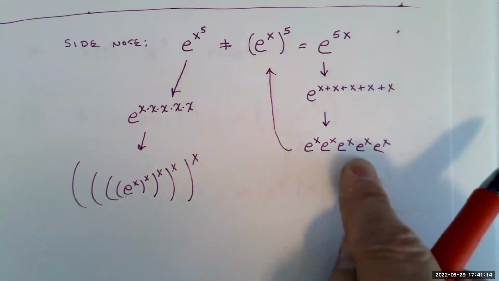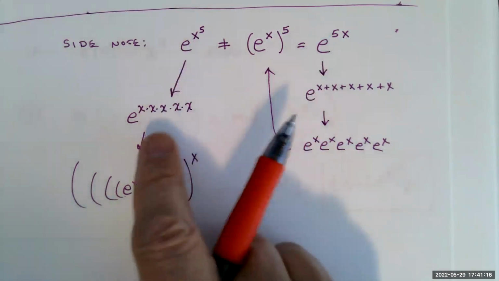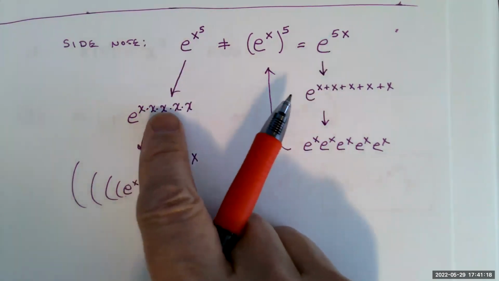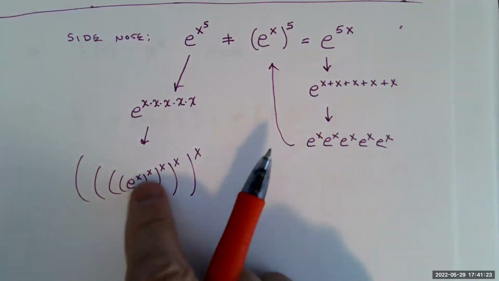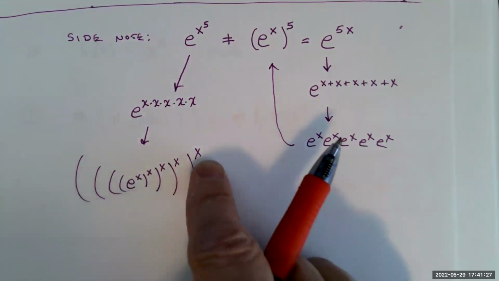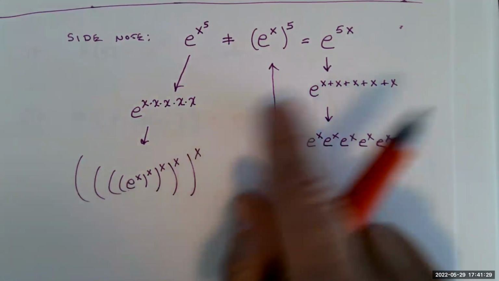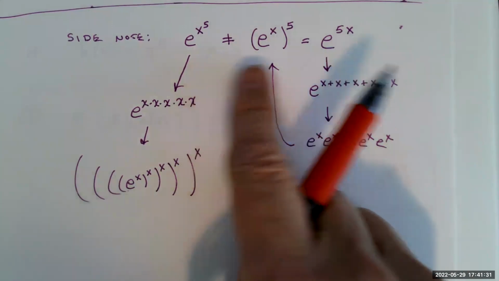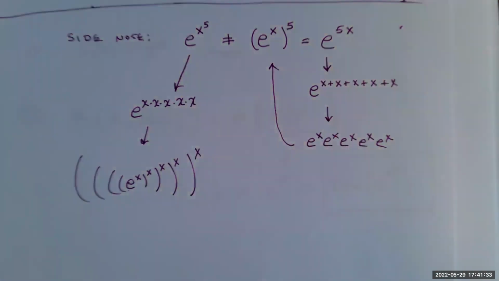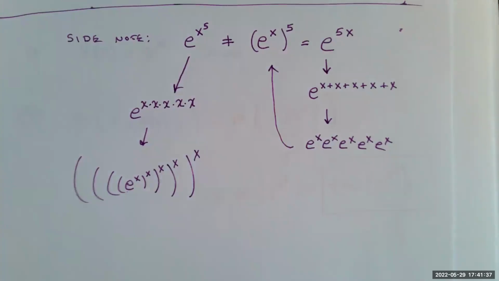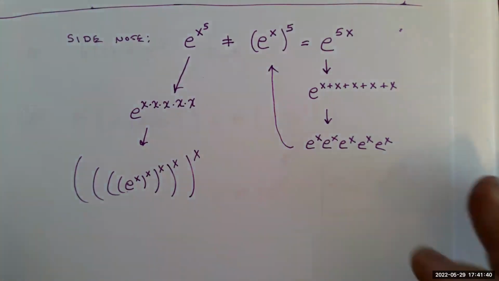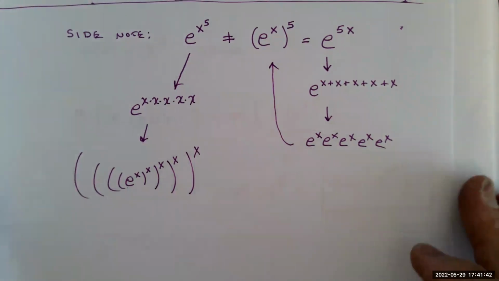That's what we have with e to the x to the fifth power. That's e to the x times x times x times x times x, 5 times. You want to think about that as e to the x raised to the x, then raised to the x, then raised to the x, then raised to the x again. So just sort of different patterns there, but very common problems algebraically when you're simplifying expressions. You don't want to get confused. Okay, just a little side note there.